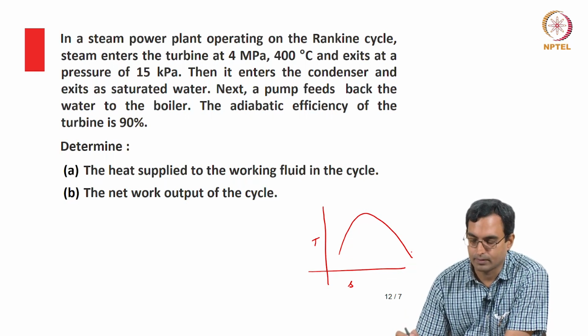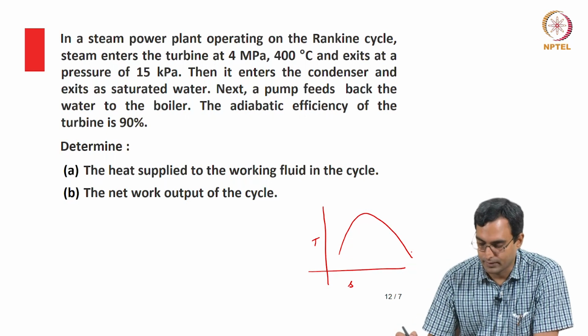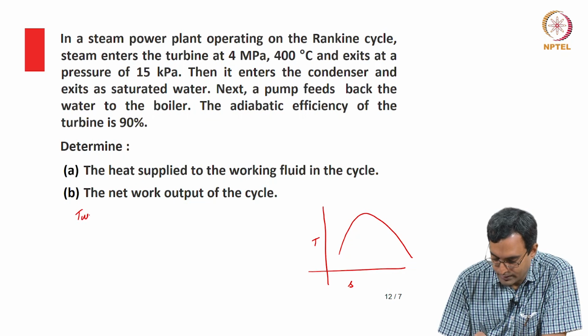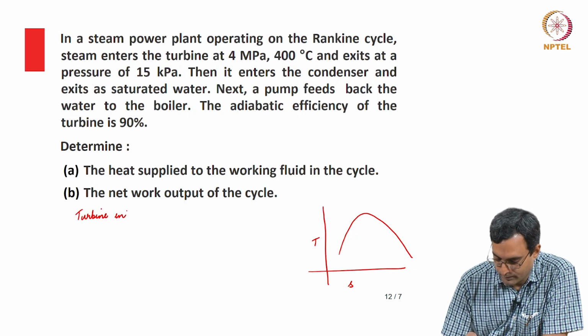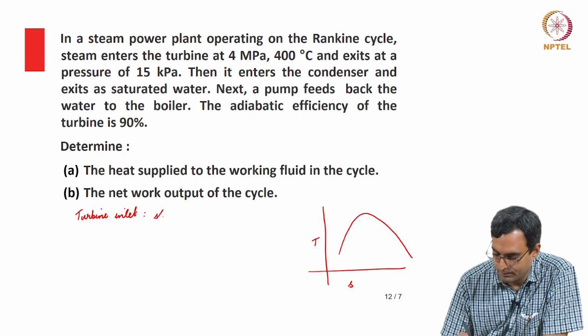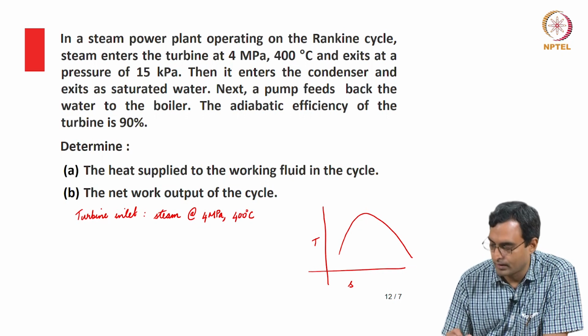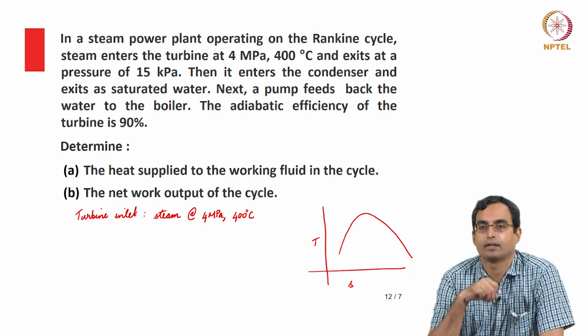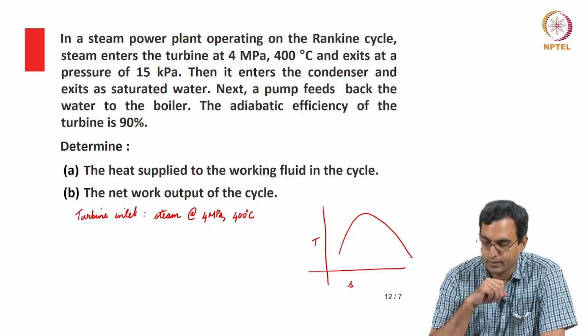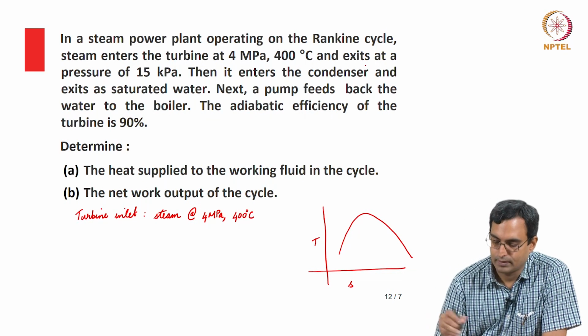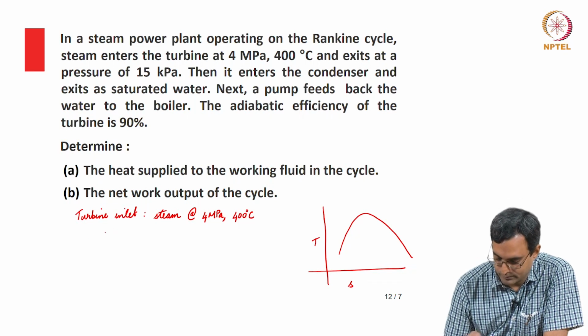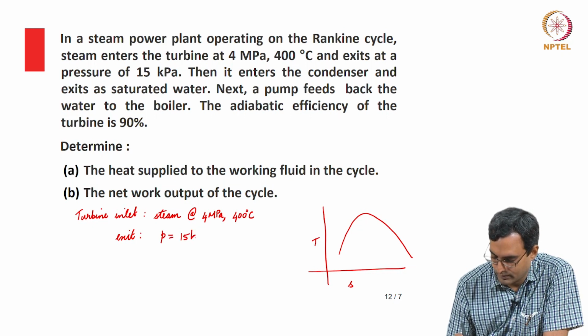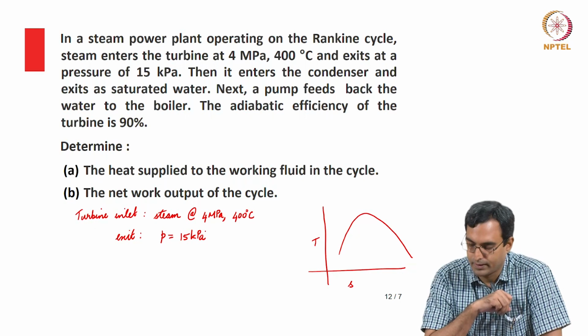So, it says steam enters the turbine at 4 megapascal and 400 degrees centigrade. So, at the turbine inlet, I have steam at 4 megapascal, 400 degrees centigrade. I do not know where this point is. I need to find out where this point is by using the steam tables. What I know is at this turbine exit, the pressure is 15 kilopascal. That is something else I know.